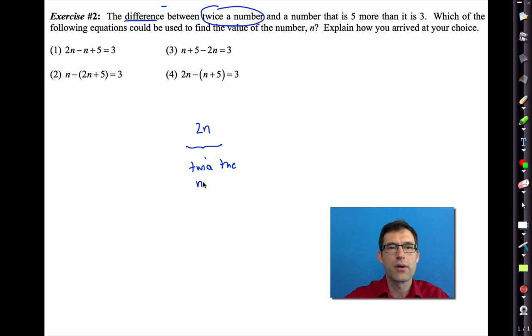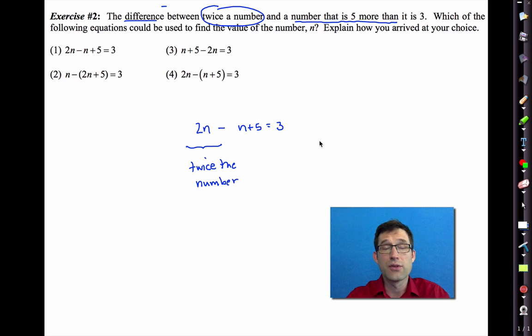Twice the number. That does not look at all like the word twice. There we go. Twice the number. So the difference between twice the number and a number that is 5 more than it. So what's a number 5 more than it? Well, n plus 5, right? And then it's equal to 3.